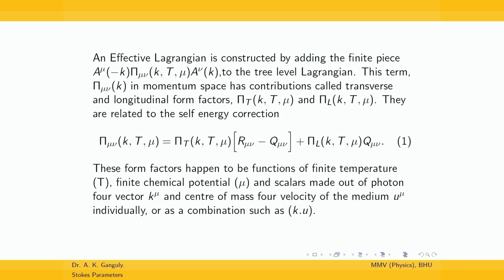So, here what I have written in equation 1 is the way the polarization tensor can be written in terms of the form factors and the tensorial structures. The quantity Q mu nu actually refers to the longitudinal structure of the second rank tensor, and R mu nu minus Q mu nu, with a negative sign in between them, defines the transverse structure of the polarization tensor.